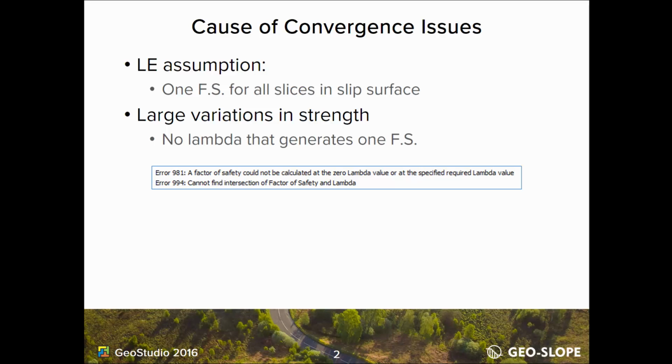SLOPE/W may generate one of the following error messages when convergence issues arise. Error 981: a factor of safety could not be calculated at the 0 lambda value or at the specified required lambda value. And error 994: cannot find intersection of factor of safety and lambda.